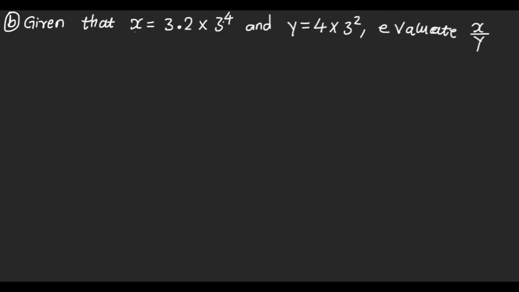Given that x is equal to 3.2 times 3 raised to the power 4 and y is equal to 4 times 3 raised to the power 2, evaluate x divided by y. So we are trying to divide x by y. So what we are going to do is, where there is x here, we are going to substitute with this.